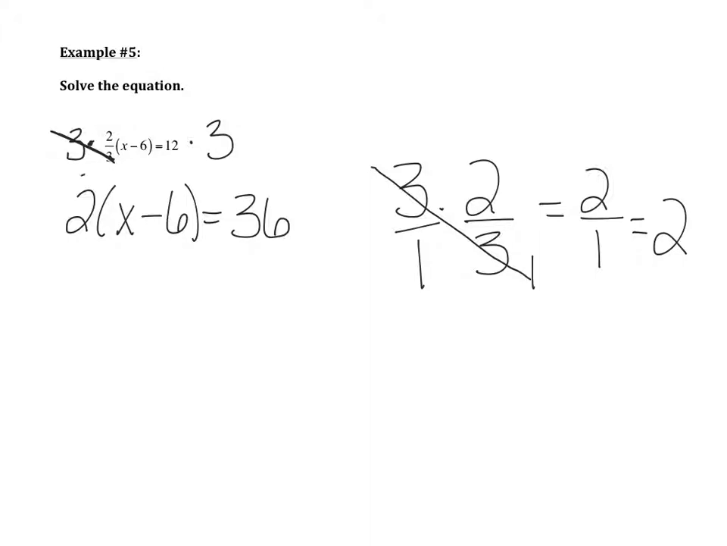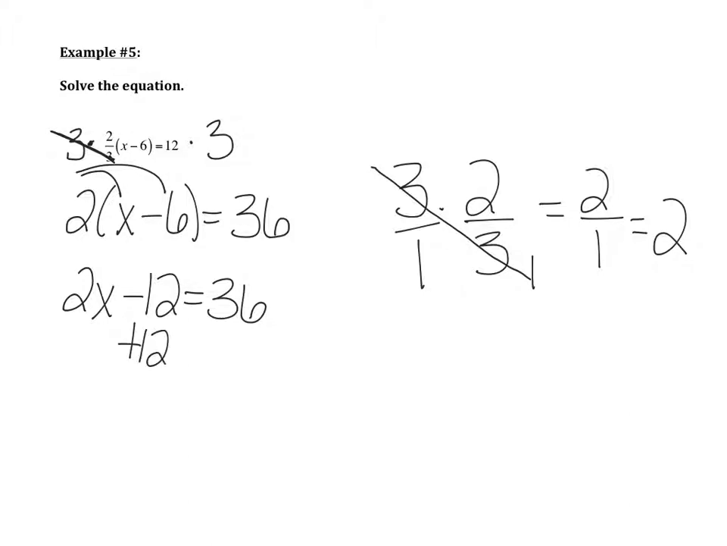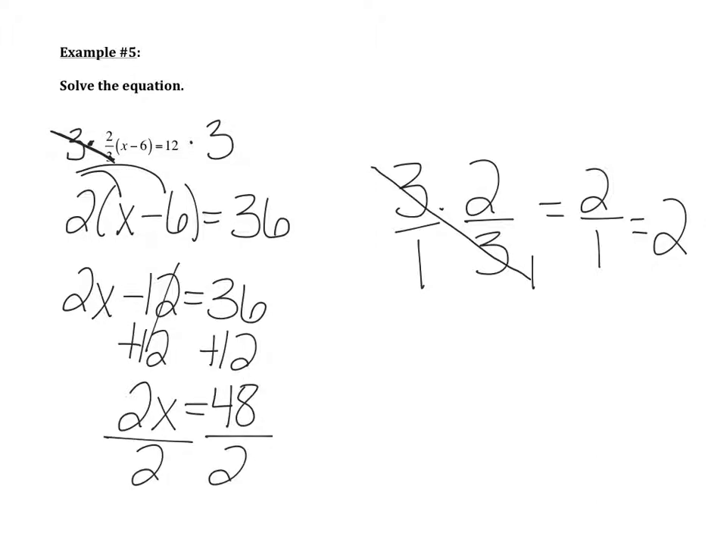So I'll distribute this 2 now. So 2x minus 12 equals 36. I'll add the 12 to get it from the left to the right. And I have 2x equals 48, divide both sides by 2, and x equals 24. Again, plug it back in, see if it works out. Let's look at another example.